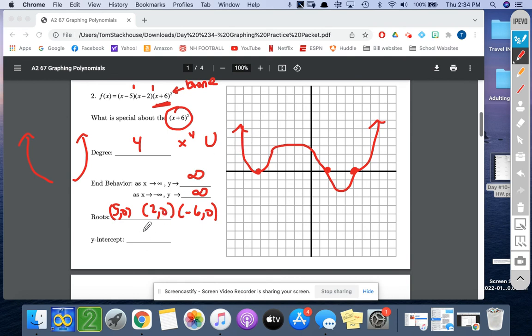To find the y-intercept, you plug in 0 to each: 0 minus 5, 0 minus 2, 0 plus 6.